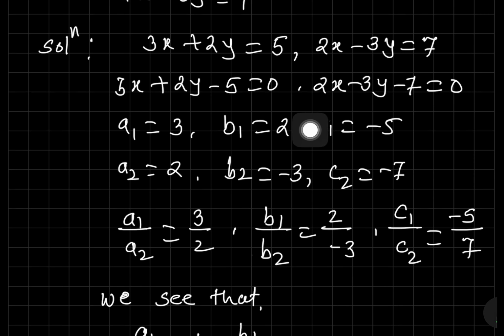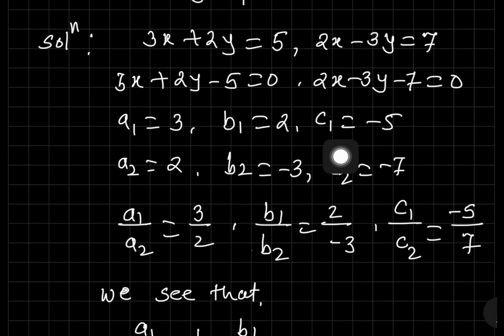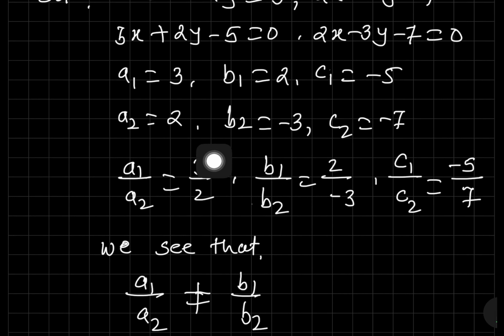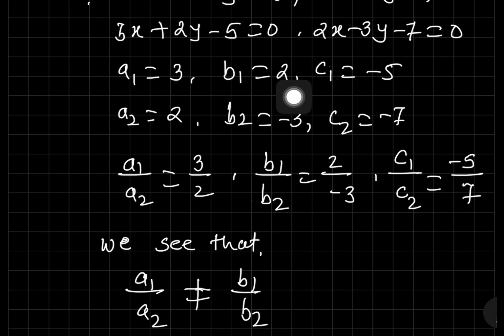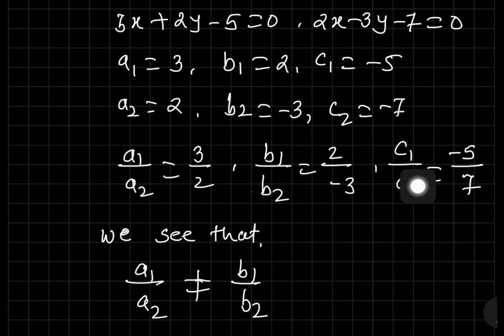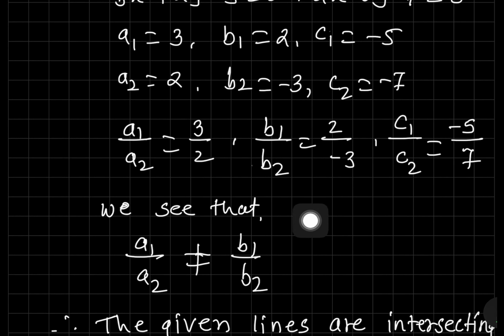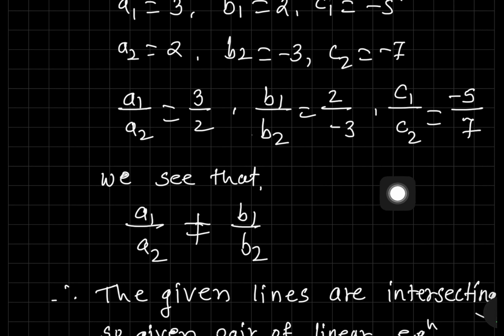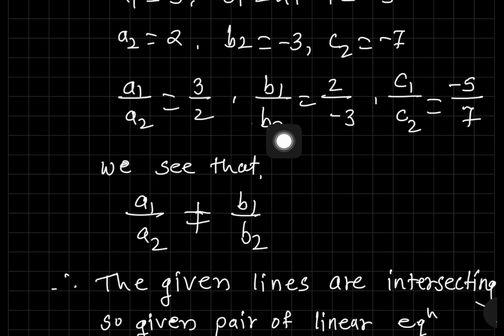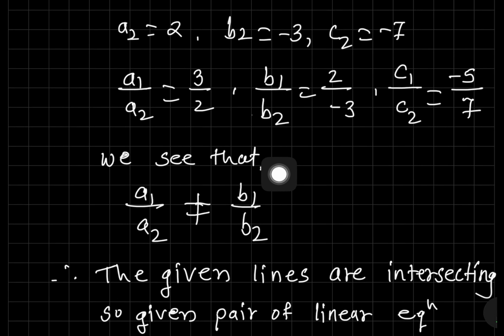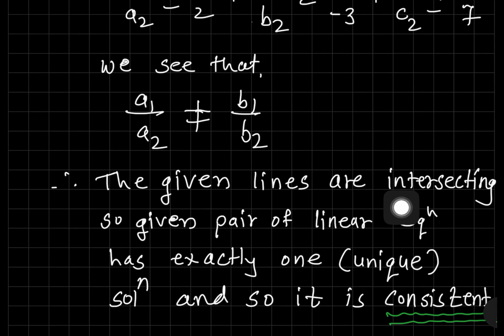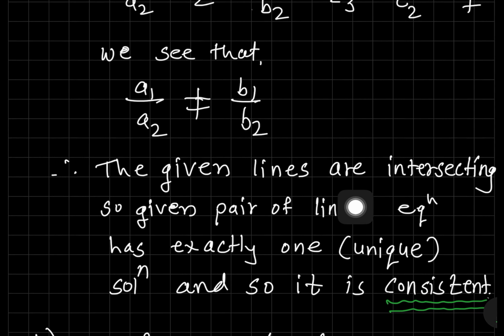Then a2 equal to 2, b2 minus 3 and c2 minus 7. Writing in ratio form, a1 upon a2 is 3 upon 2, then b1 upon b2 is 2 upon minus 3, c1 upon c2 is minus 5 upon 7. See here 3 upon 2 and 2 upon 3 means it is different, and minus sign is there. All three are different. We compare these two, a1 upon a2 not equal to b1 upon b2, which means from this we can decide that the given lines are intersecting.